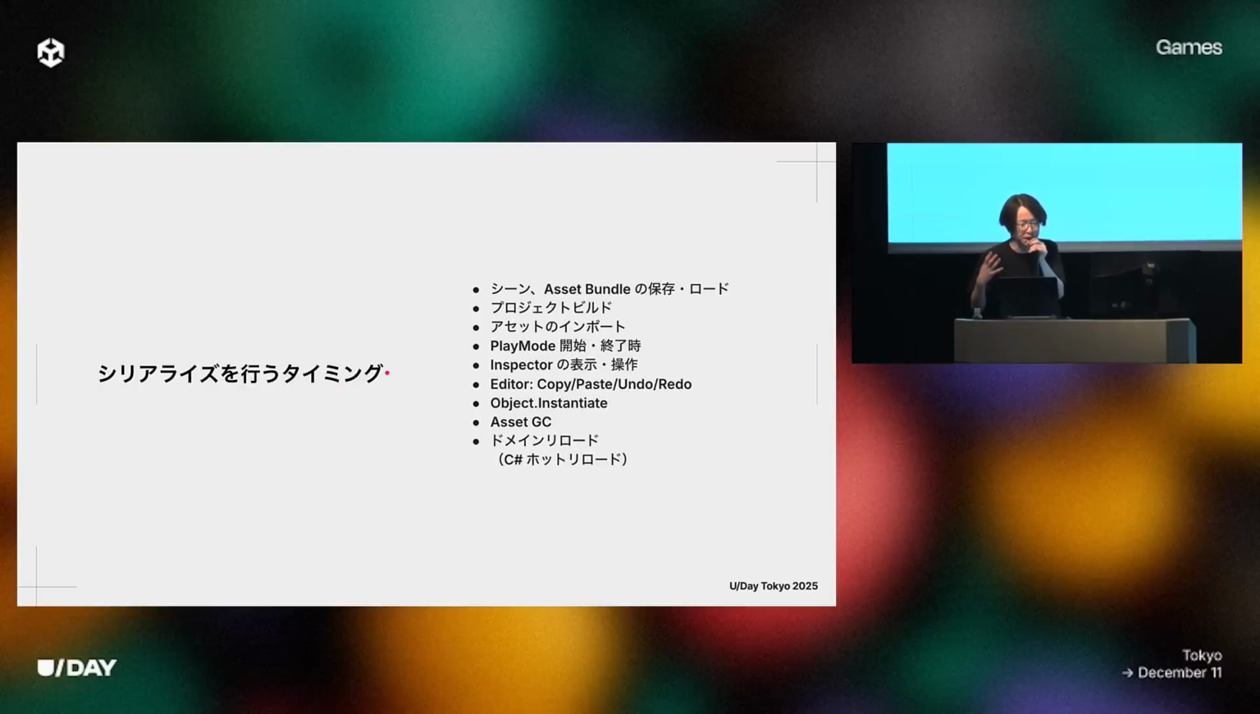Next, when Unity serializes and deserializes. This is quite common. It spans an enormous range. Saving and loading scenes or asset bundles, project builds, and asset import are the usual serialization cases. And in the editor, right before entering play mode, Unity also serializes the whole scene to back up the current editing state.